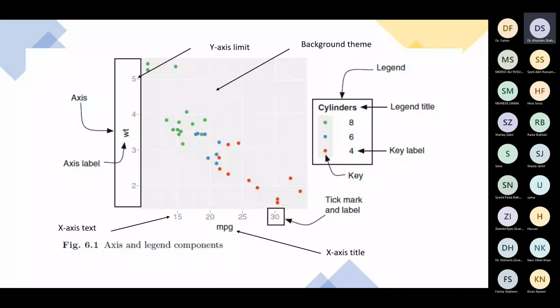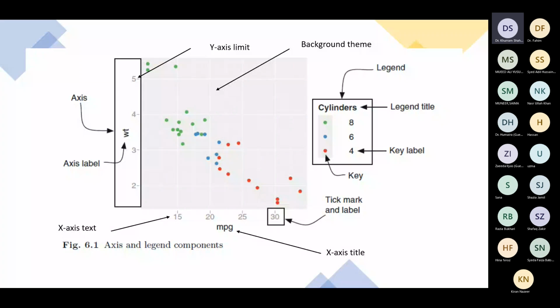Can any other person tell me how many factors this graph is showing? One factor, two factors, or three-factor data? How many factors in this graph? Three factors. Can you explain why it's a three-factor graph?